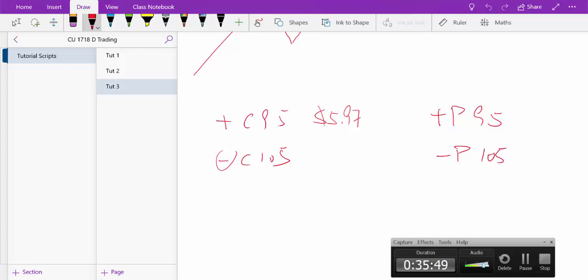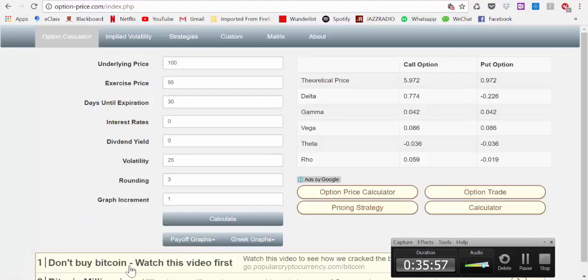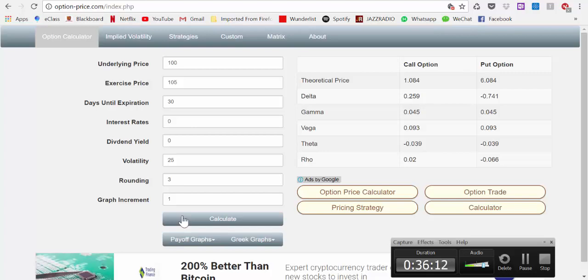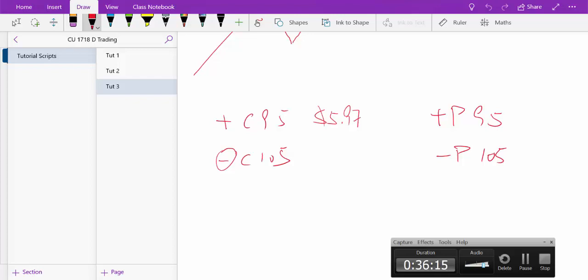Okay, so that is $597. So that's what you buy, so it's quite expensive. And to help you with the financing, you are going to sell a call option at $105. Now the price of that is around $1.08. So I'm going to write that down, $1.08. So I'm kind of rounding. So this whole package is going to cost you $4.89. So you have to pay. You got to pay that now, okay?